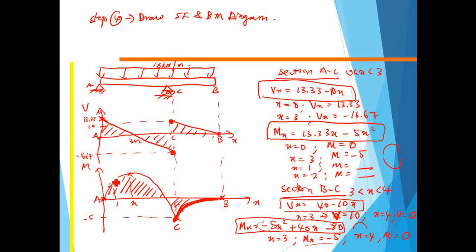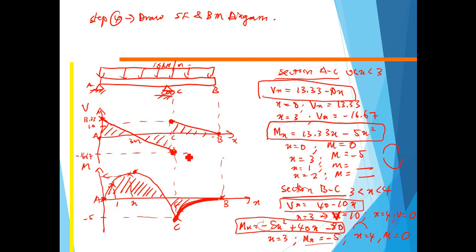So that's all. This is the shear force diagram. This is the bending moment diagram. From here, we can see that the maximum value for the shear force is 16.67, which is at point C, and the maximum value for bending moment is somewhere in between A and C. You can calculate what this value is.